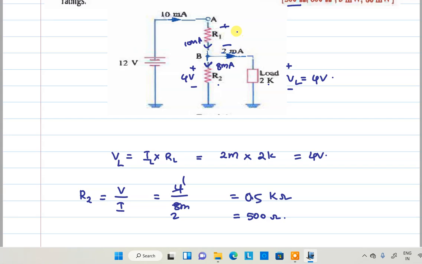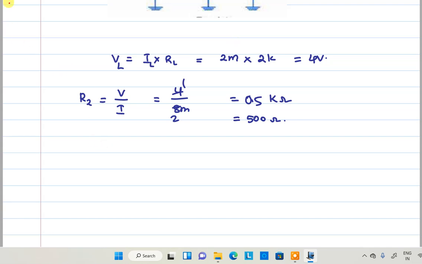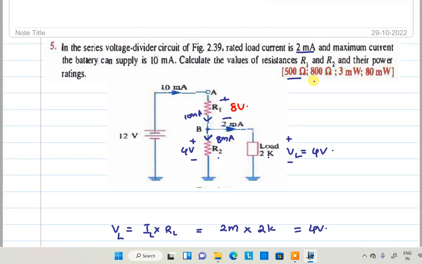12 minus 4 is equal to 8 volt, right? That is 8 volt. You can find out R1 is equal to V by I. V is equal to 8, I is equal to 10 milli, that is equal to 0.8 kilo ohms. That will be equivalent to 800 ohms. That is the R1 value. Yes, you got the R1 value.